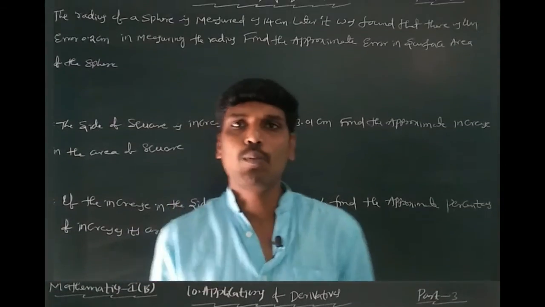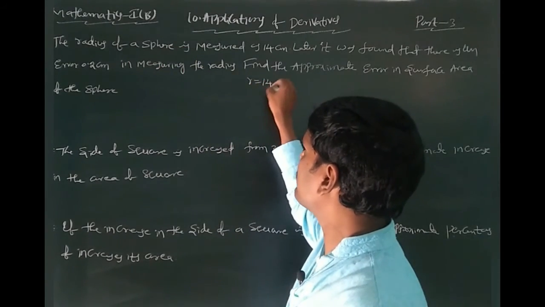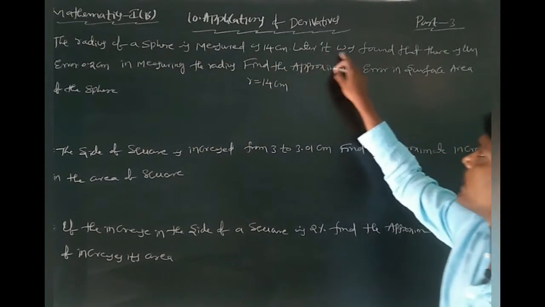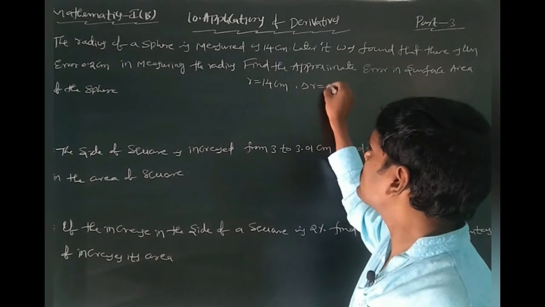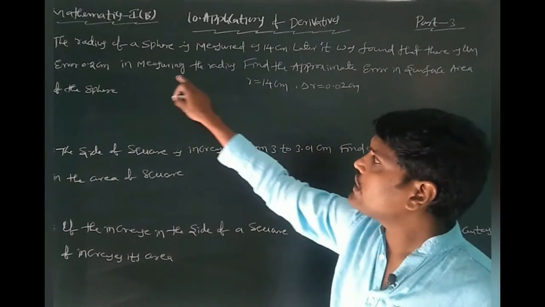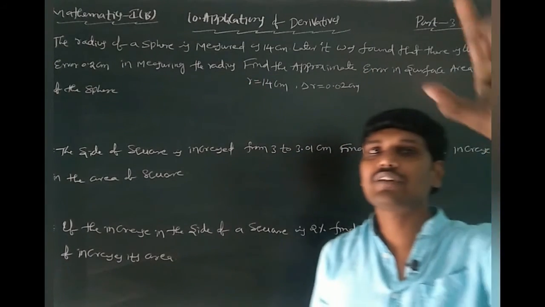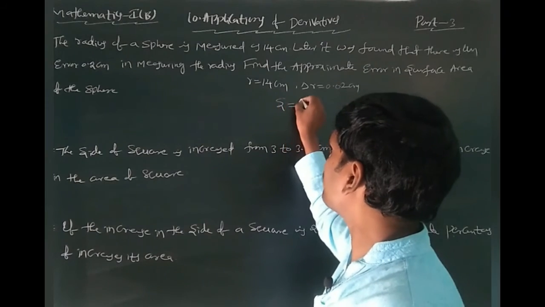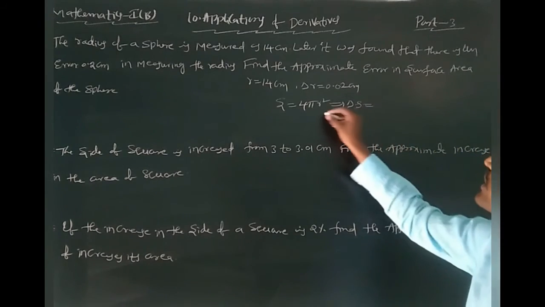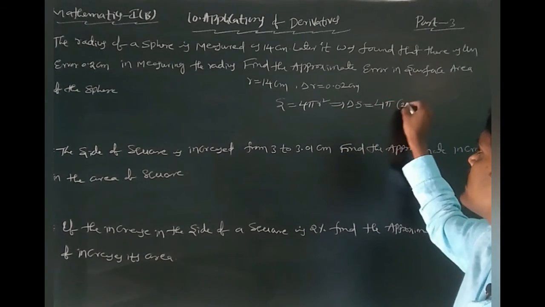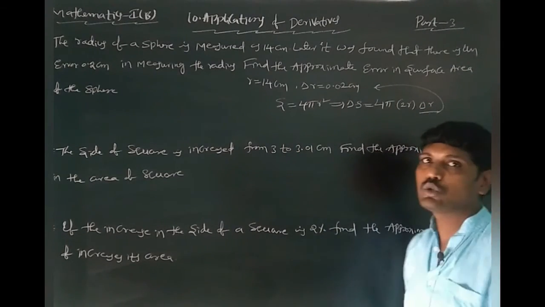Today's assignment problems are homework problems. The first problem: the radius of the sphere is given as 14 centimeters. Later it was found that there is an error. What is the error of the radius? 0.02 centimeters in measuring the radius. Find the approximate error in the surface area of the sphere. What is the surface area formula of the sphere? 4 pi r square. You can find delta S. Delta S is equal to the derivative of 4 pi into r square, 2r, into the derivative of r, delta r. You can substitute all values. In this way you can solve the first problem.